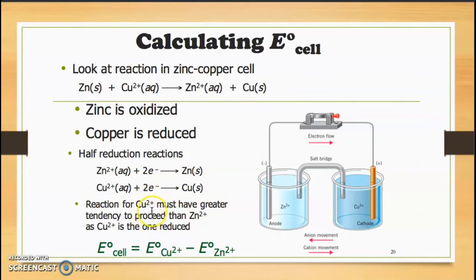The reaction for Cu2+ to Cu must have a greater tendency to proceed than Zn2+ to Zn, as Cu2+ is the one reduced. E cell is equal to the SRP, the standard reduction potential, for Cu2+ to Cu, so this is the reduced, minus the SRP for the oxidized. So zinc here is oxidized.